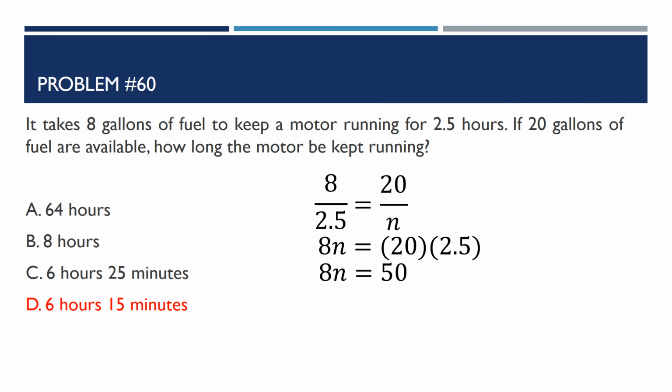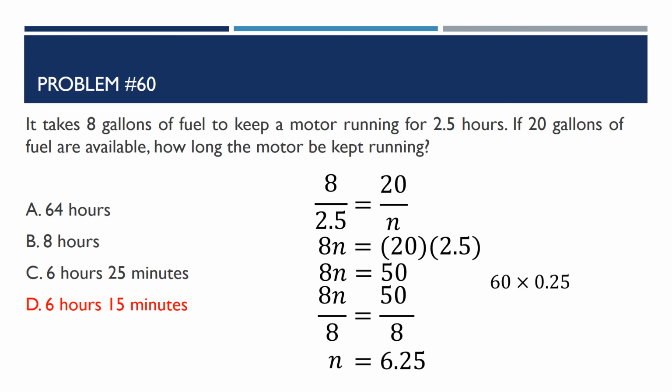Then we divide both sides by 8 so that the 8 will be cancelled. And what's left is n equals 50 divided by 8, which is 6.25. That's 6 hours and 0.25 of 1 hour, or 60 minutes. So let's compute that. 60 times 0.25 is 15, or 15 minutes. So the final answer is 6 hours and 15 minutes.